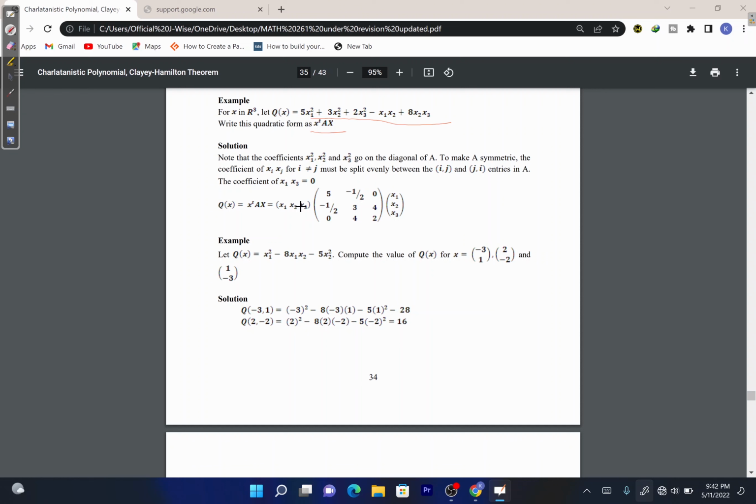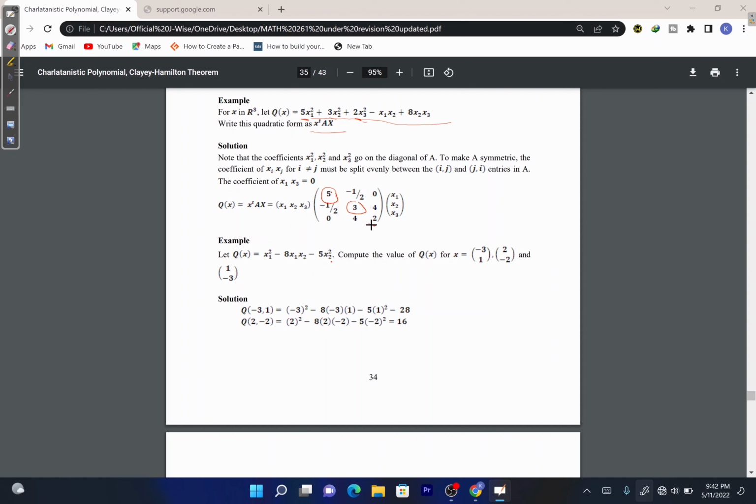So we let x be x1, x2, x3. Then we form our symmetric matrix from this. First, let's look at the diagonal elements. We have 5x1 squared, and that will be the first element in the leading diagonal of the matrix. We also have 3x2 squared, which will be the second element in the leading diagonal. Then we also have 2x3 squared.